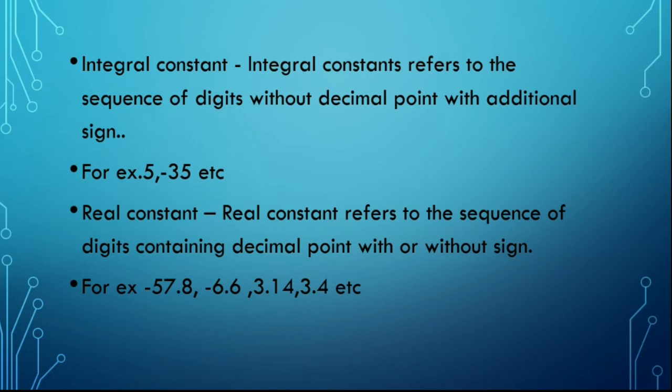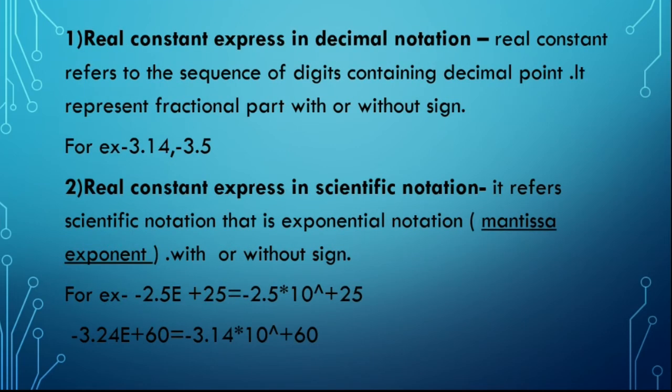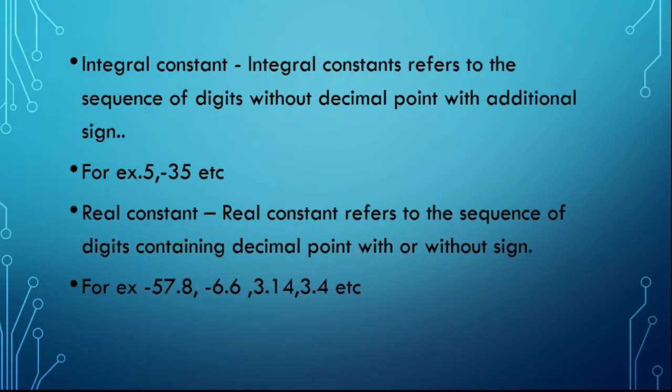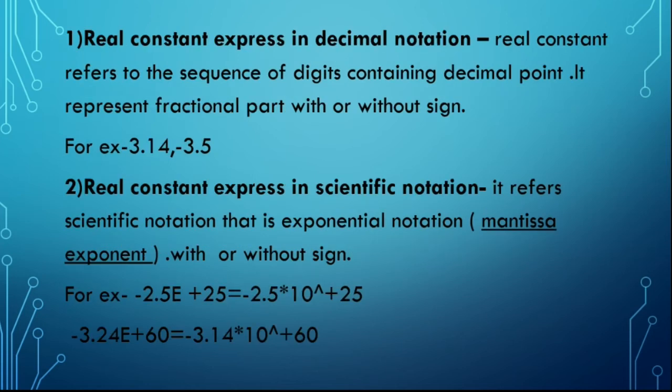Real constant. Real constant refers to a sequence of digits containing a decimal point, with or without a sign. Examples are given below. These real constants are again divided into two types: real constant expressed in decimal notation and real constant expressed in scientific notation. A real constant in decimal notation is a sequence of digits containing a decimal point. It represents a fractional part, with or without a sign. For example, -3.14 or -3.5.